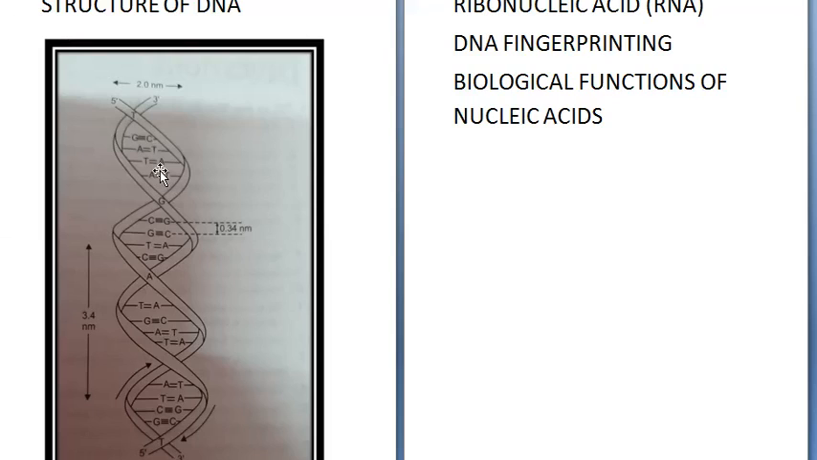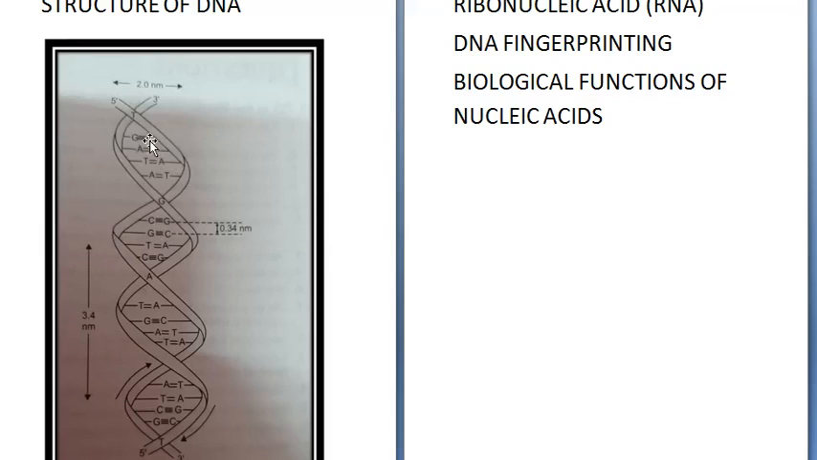The two strands of the helix are complementary and they are not identical. The diameter of the double helix is 2 nm. This diameter is, see here, 2 nm. Alright, and the double helical structure repeats at an interval of 3.4 nm. So after every 3.4 nm, the double helix repeats itself.